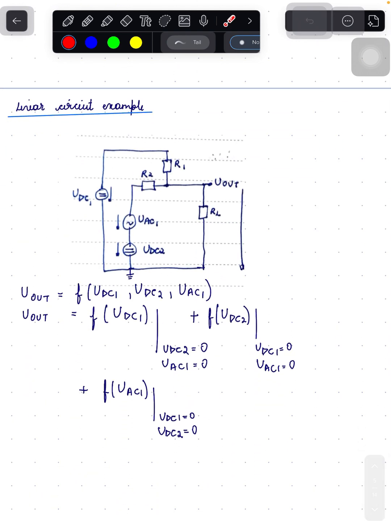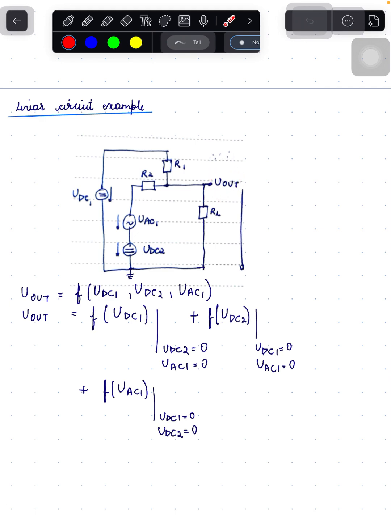Example of a linear circuit. This is a circuit which contains only resistors with DC sources UDC1, UDC2 and AC source UAC1. This is a linear circuit. For this we can apply the superposition theorem. According to the superposition theorem, U out can be calculated as follows.